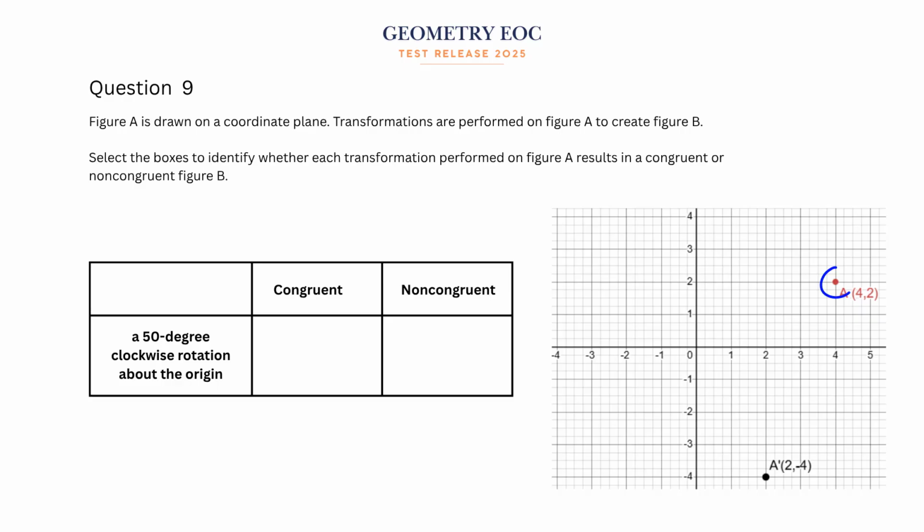50 degrees clockwise rotation. Start with (4, 2). Now imagine rotating that point 50 degrees clockwise around the origin. We won't calculate the exact coordinates here, but visually, the point just spins around the center. The distance from the origin stays the same, so the shape doesn't change size at all. Same size, congruent.